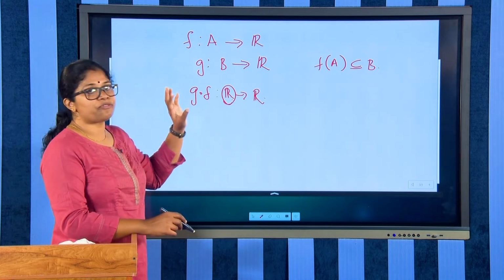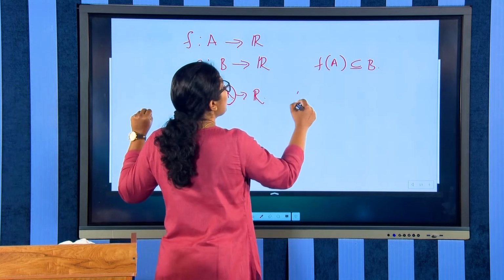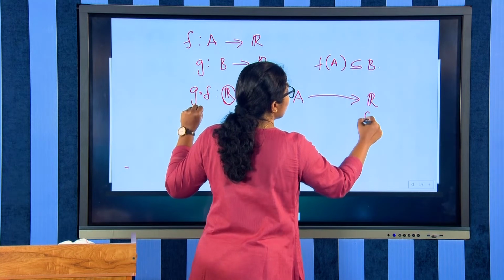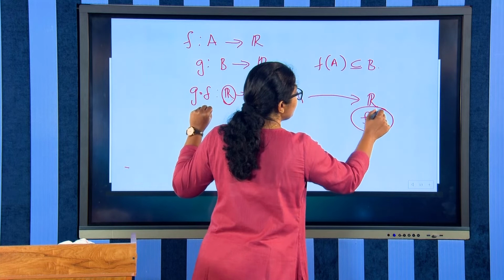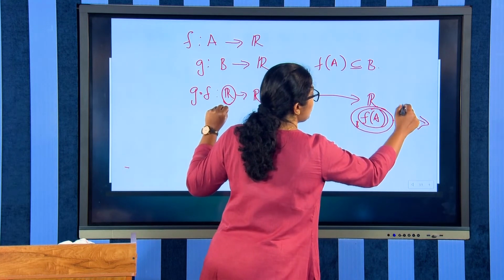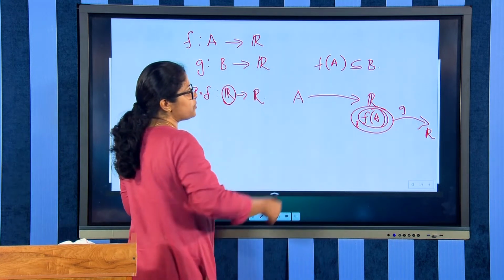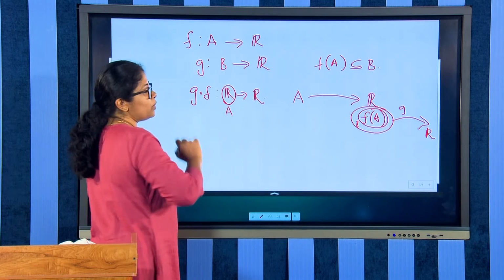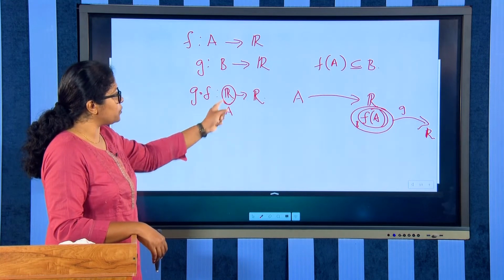So, the g composition f function we can define like this. We have A to R where you have your f of A, and this is contained inside your B. So, g is defined from B to R. So, we can have g composition f as a function from A to R itself, because f is defined only for A.